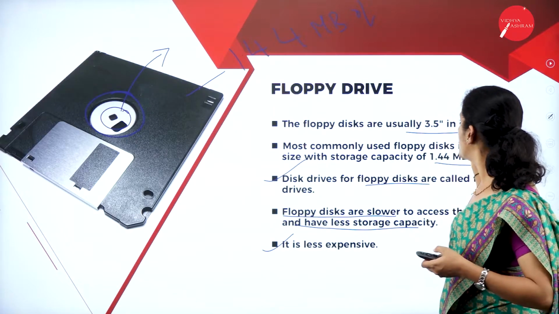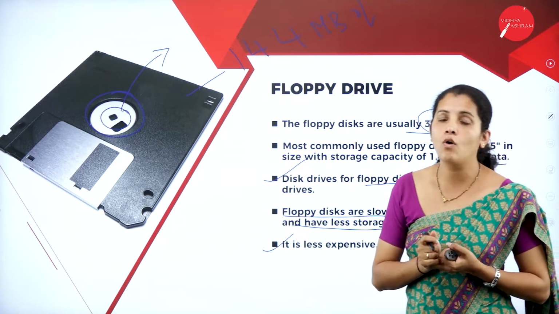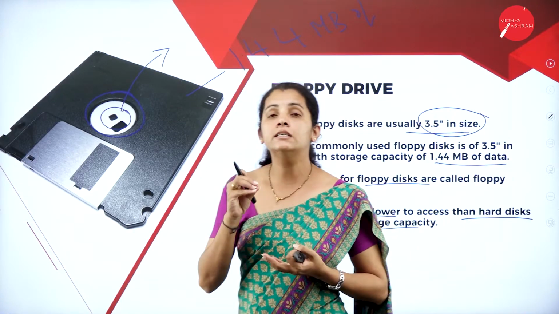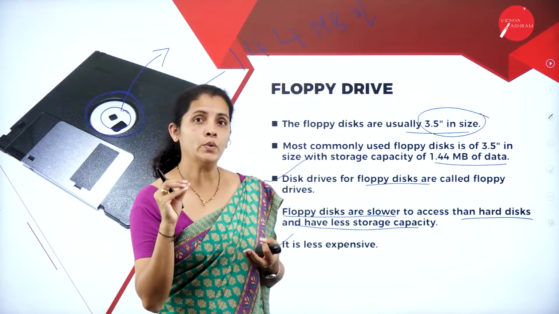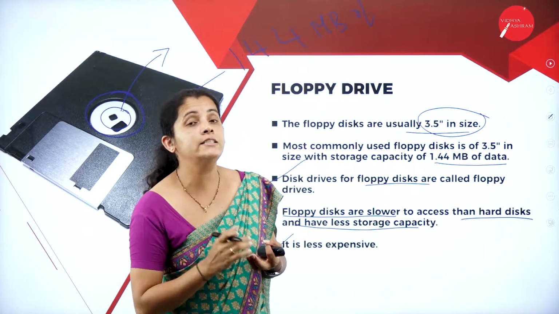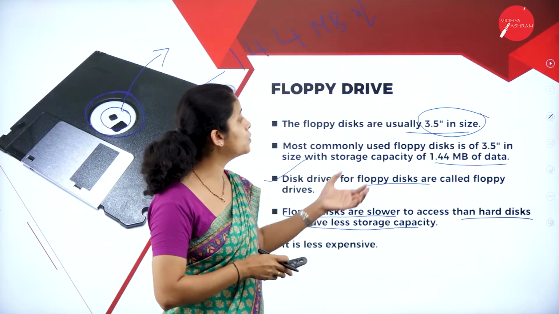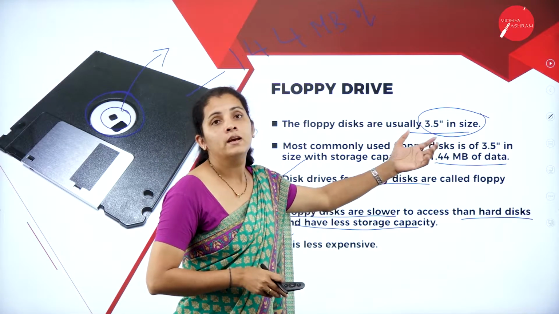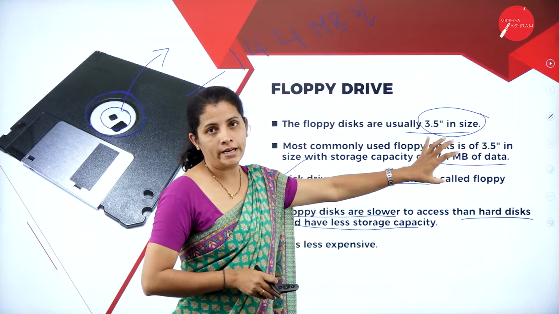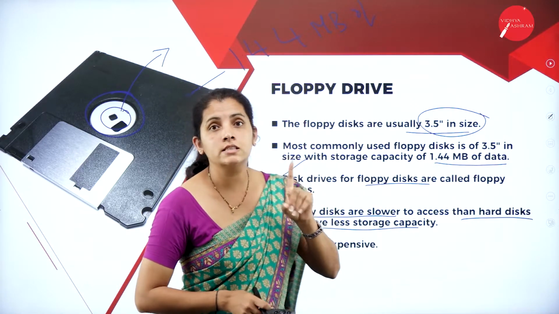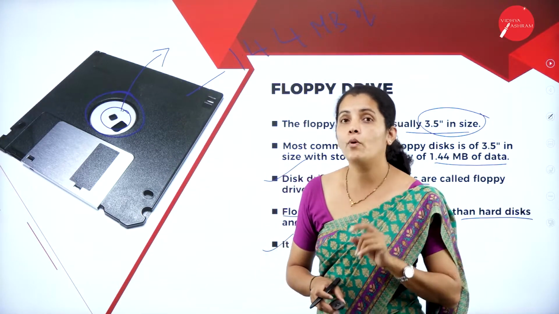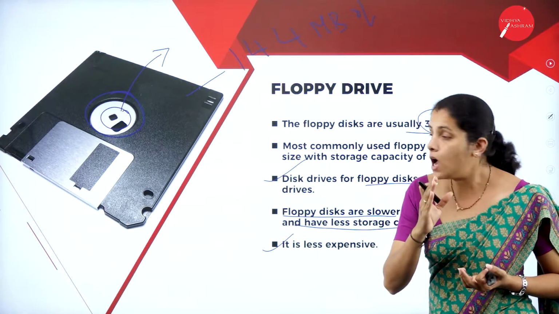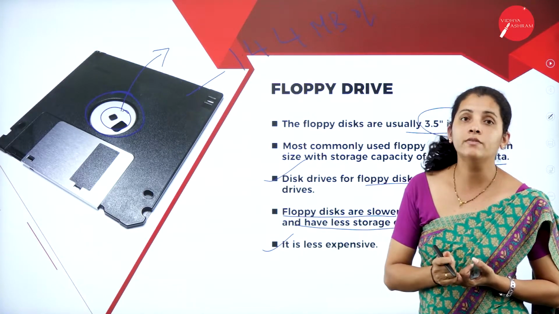Along with that, we are going to have the size of the floppy disk. What is the size of the floppy disk here? It is 3.5 inch. And what is the capacity? That is the storage capacity we are going to have. That is 1.44 megabytes of data. That means the floppy disk is capable of storing 1.44 megabytes of data. Along with that, we require a floppy drive.